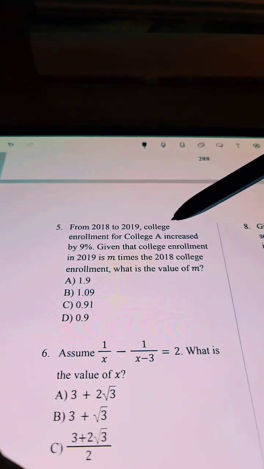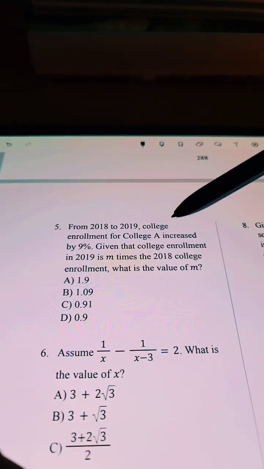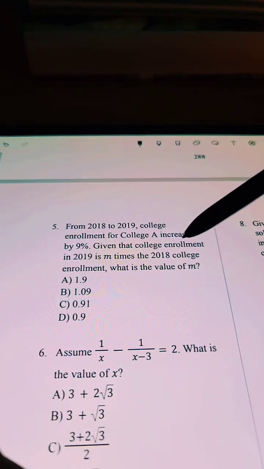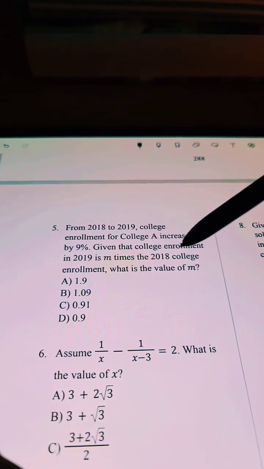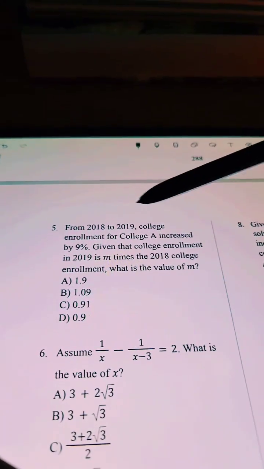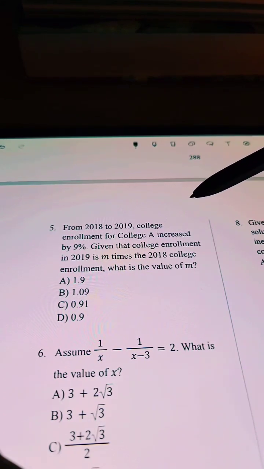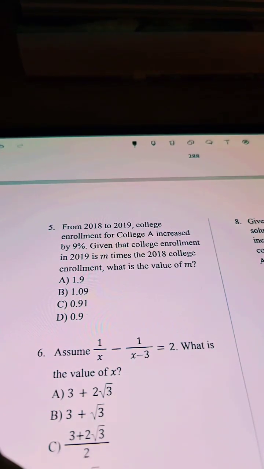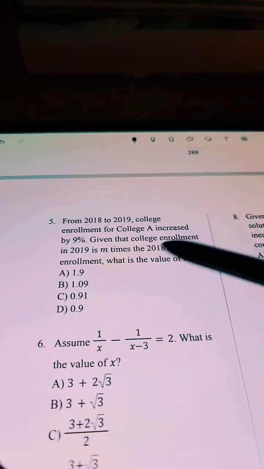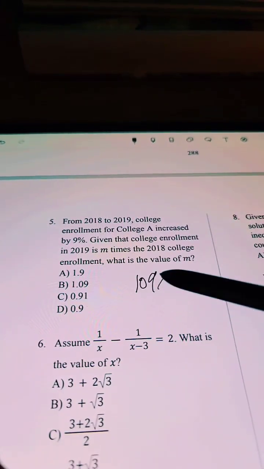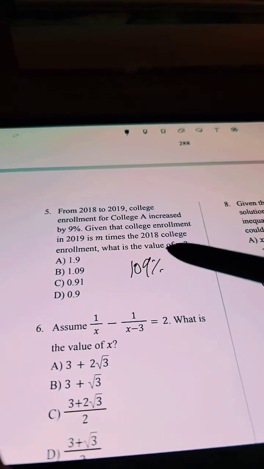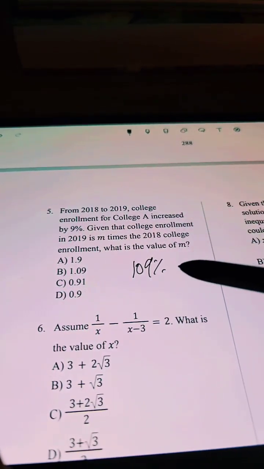It says, from 2018 to 2019, college enrollment for College A increased by 9%. Given that college enrollment in 2019 is M times the 2018 college enrollment, what is the value of M? Remember, it's increasing by 9%. So you have 100%, you have everything, and then it's going up by 9%. So you're really talking about 109% of whatever the value is for the college enrollment in 2018.